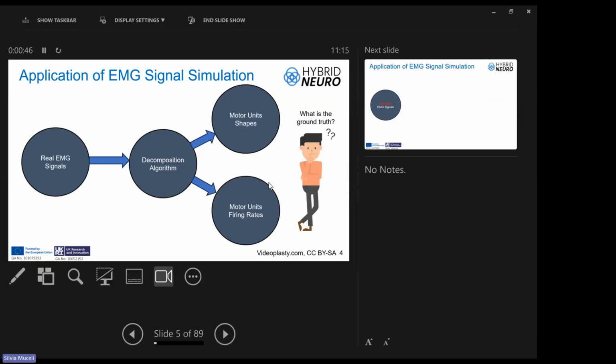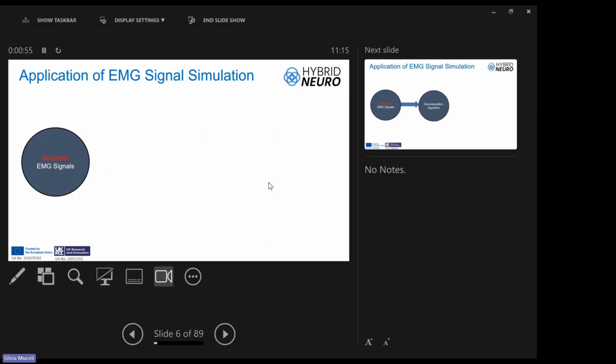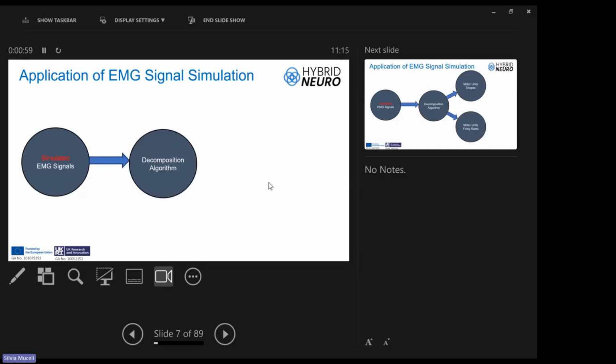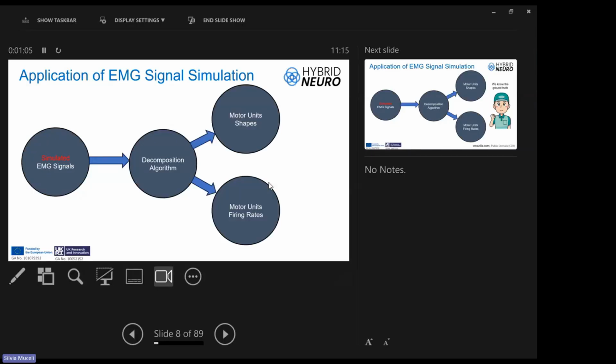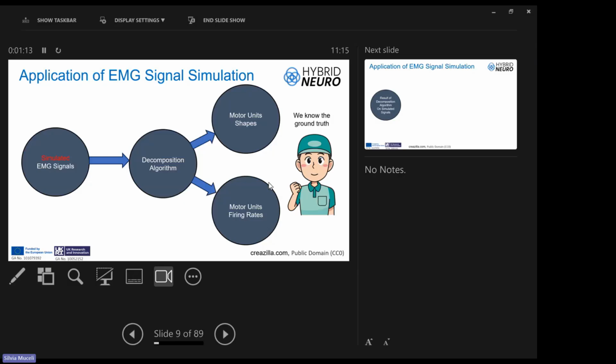But unfortunately, we don't know if this result is valid or not because we don't know the ground truth. And here, we need to use a simulated EMG signal and use the algorithm that we developed for decomposition, tested on the simulated signal, again getting the shape of the motor unit in each one of the channels and the firing rate of them. And here we know the ground truth.